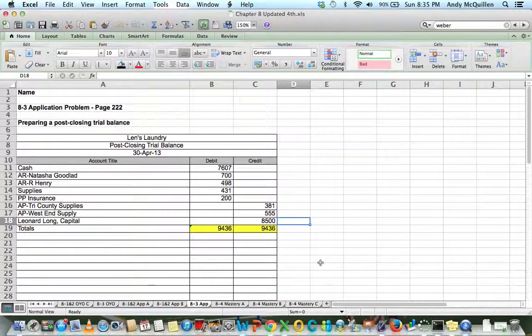When you're ready for balances, you can either shoot me an email via Canvas or Google, and I will gladly give you some totals so you can check your work.